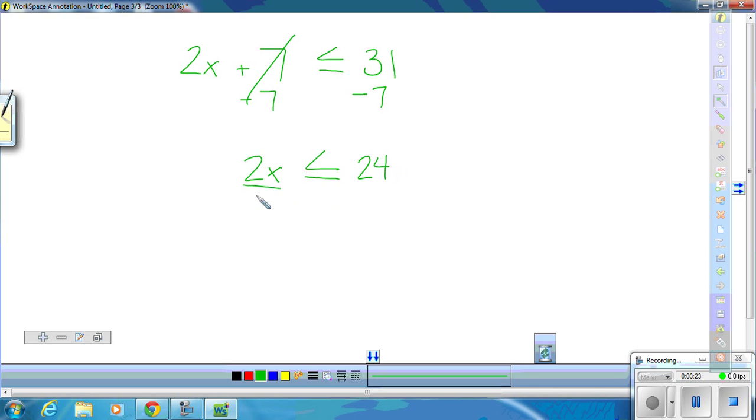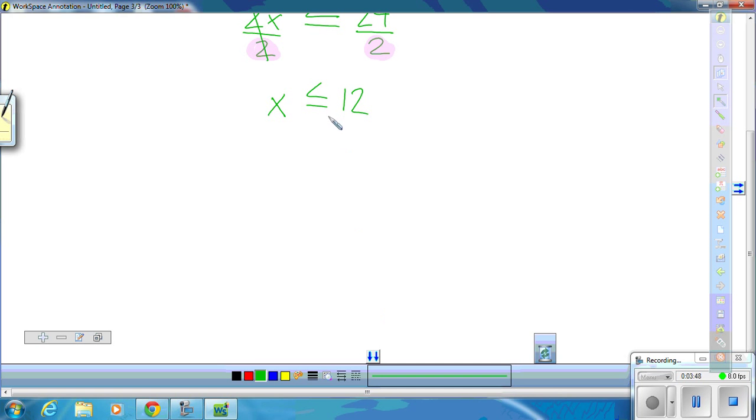And now all I'm left to do is to divide by 2. Now notice what I divided by. That is positive. So I don't have to worry about changing the sign. So x, the less than or equal to sign, is going to stay the same. And 24 divided by 2 is 12. Now this is my answer. So it doesn't mean that x necessarily equals 12, but it is either equal to 12 or it is some number that is less than 12. So that's not just one answer.